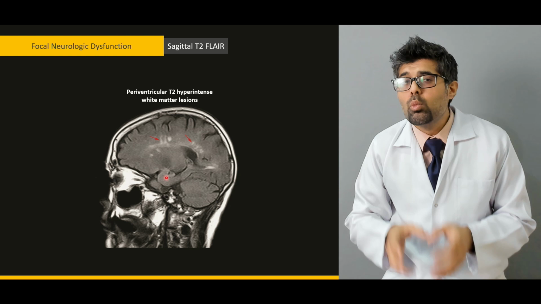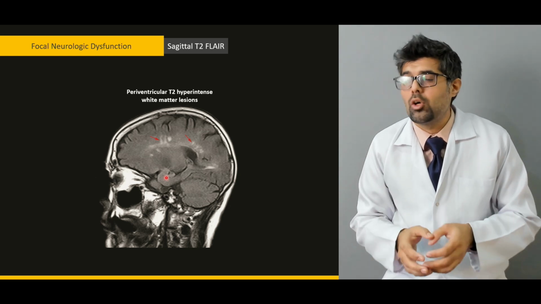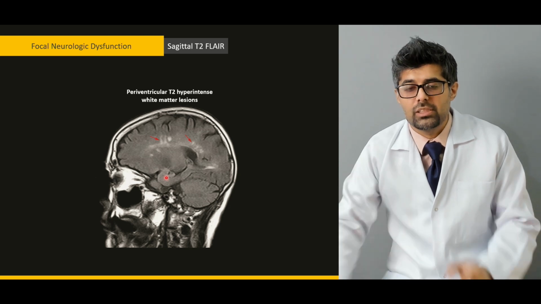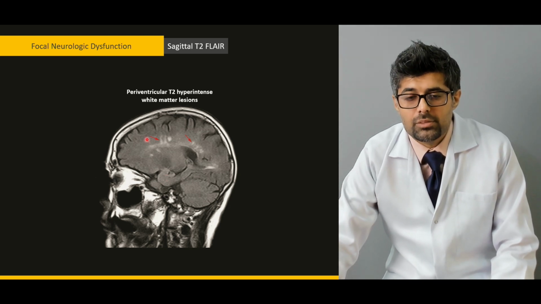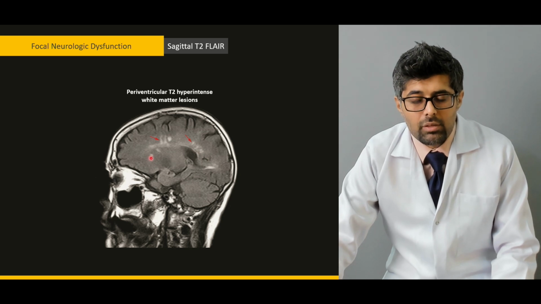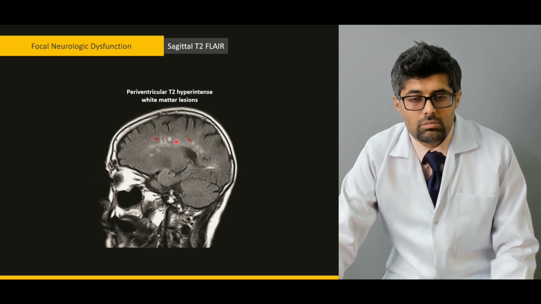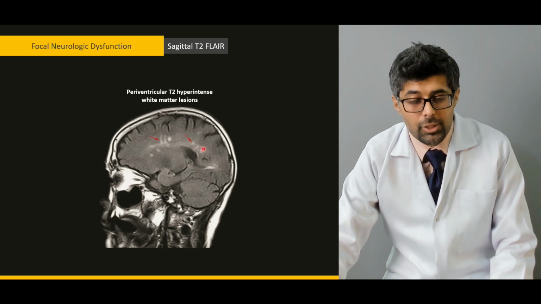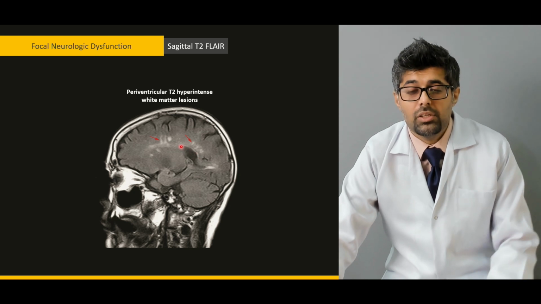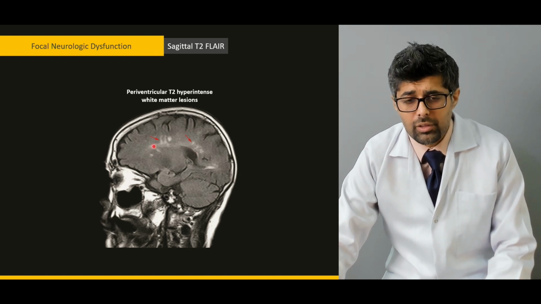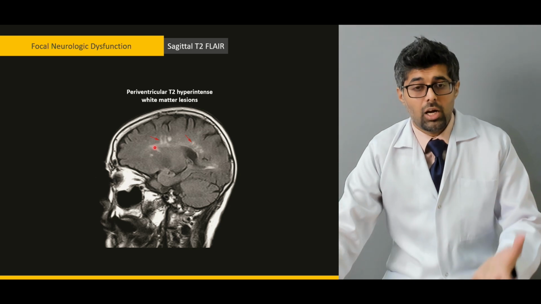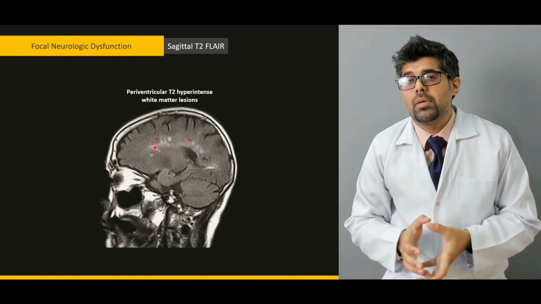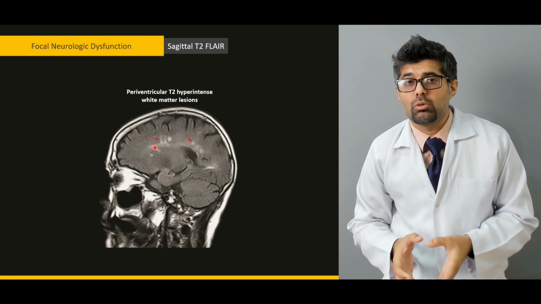But not all white matter anomalies are MS. And this is a very good example of such a case. Now this patient has white matter lesions which are very typical of MS. They are along the periventricular area, along the lateral ventricle, and they are hyperintense, but they are not MS. They are not multiple sclerosis.